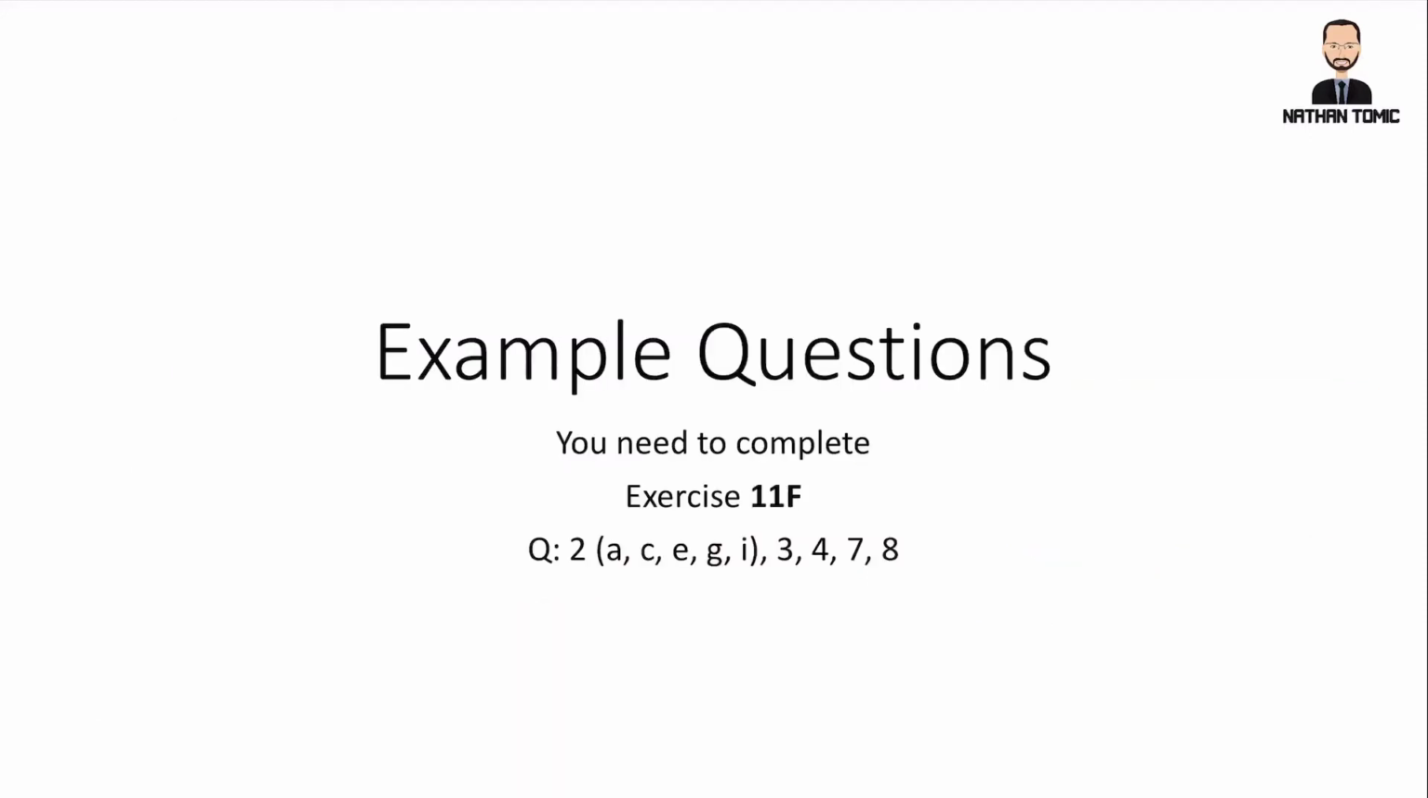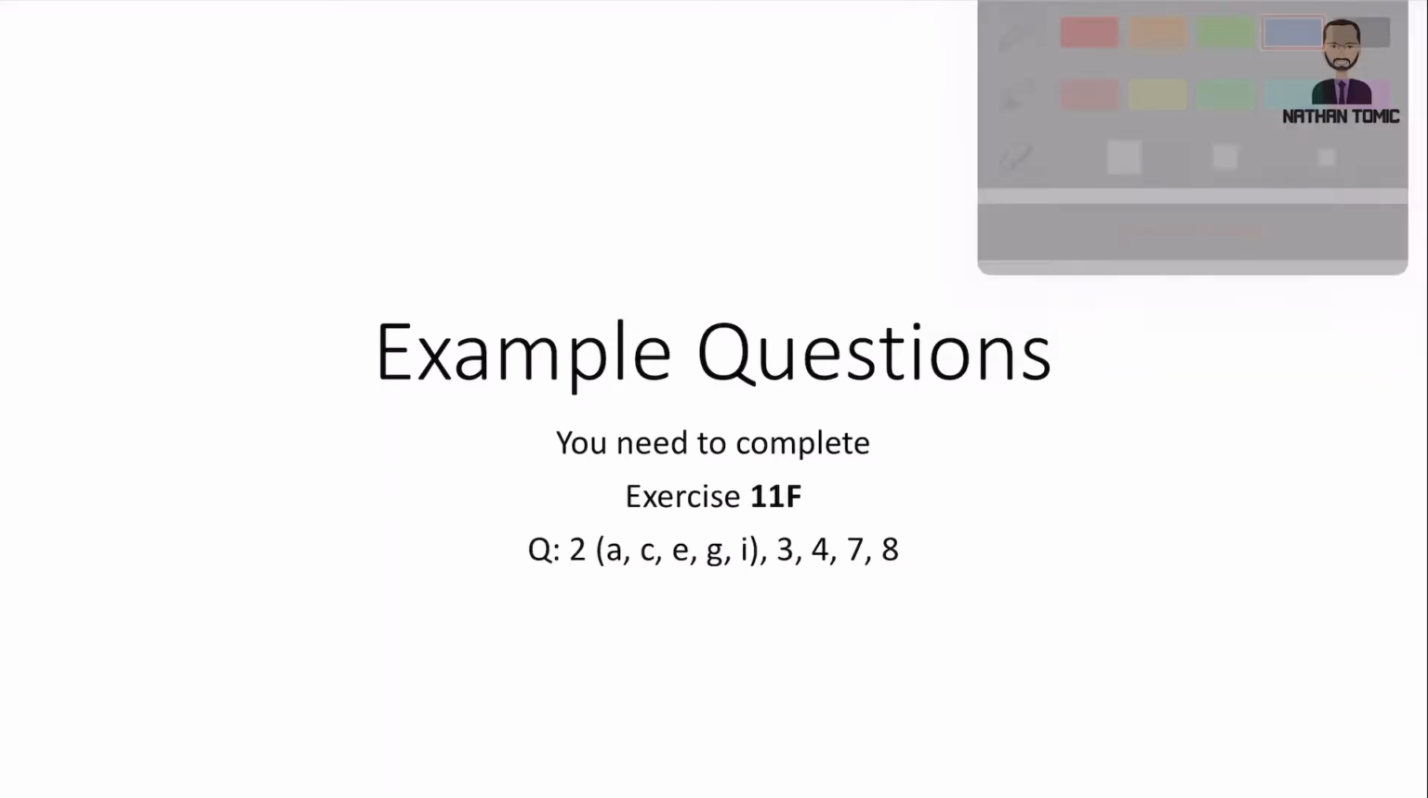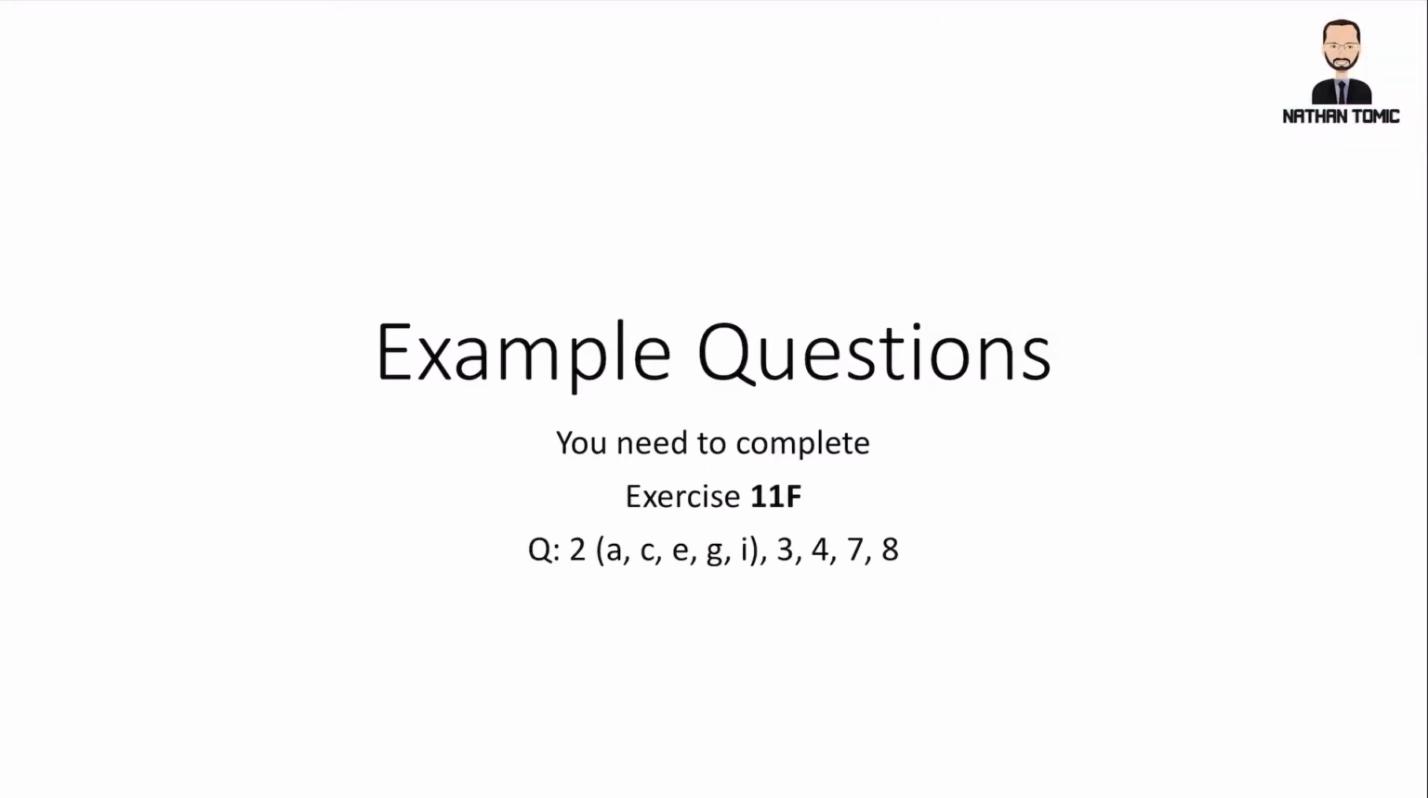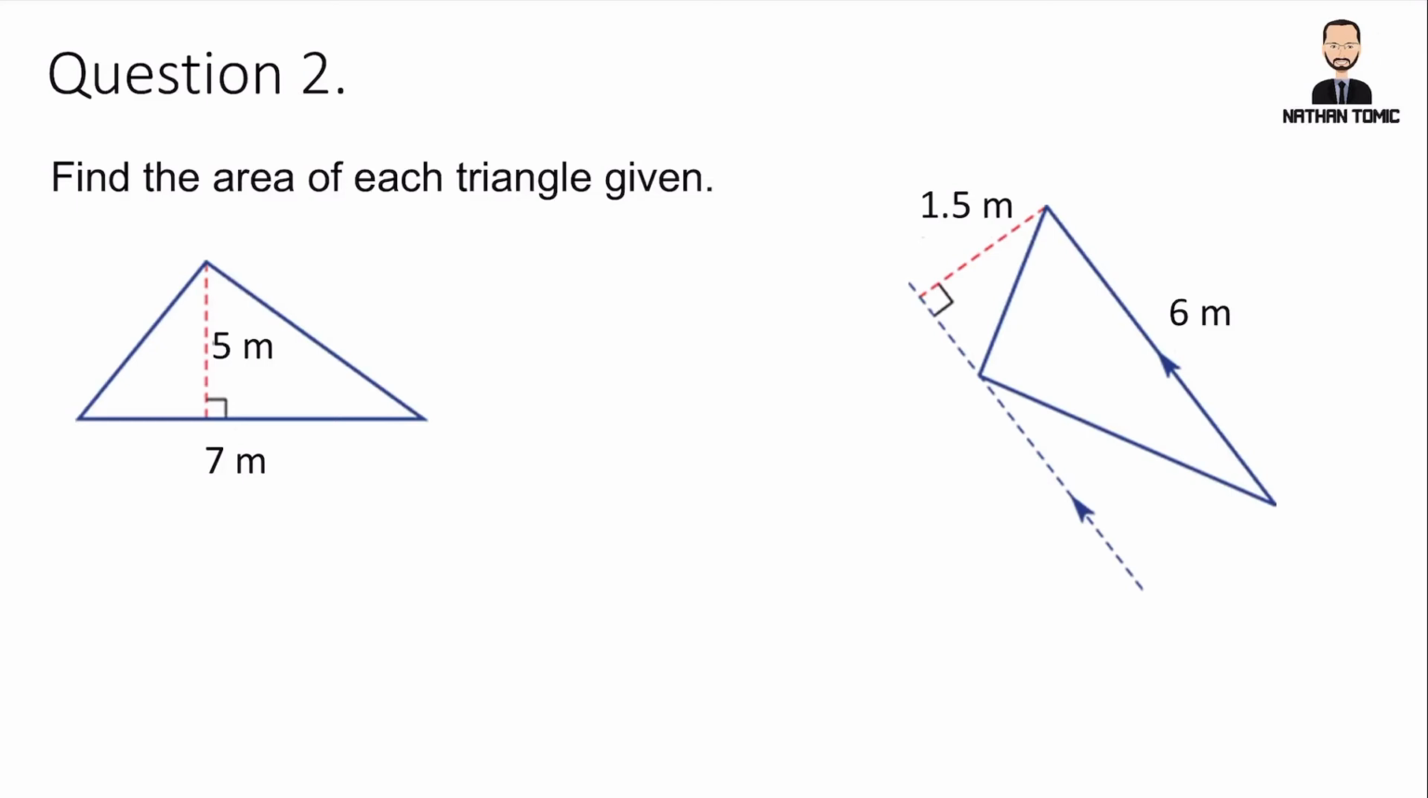Let's now have a look at the questions that you'll be asked to do. For question 2, you simply have to find the area of each of the given triangles. So in the first one, it's a fairly straightforward triangle.